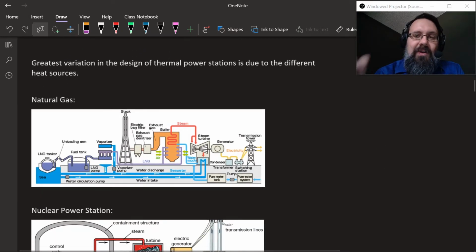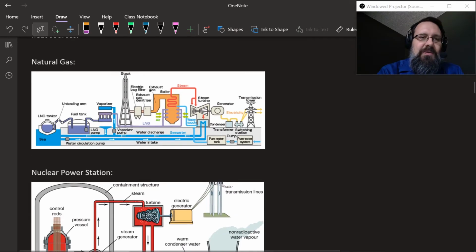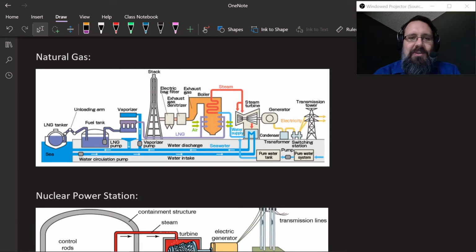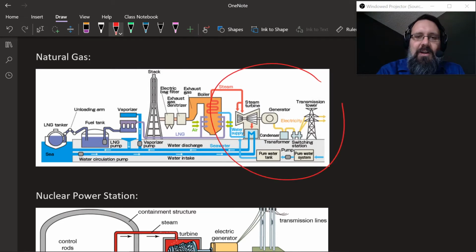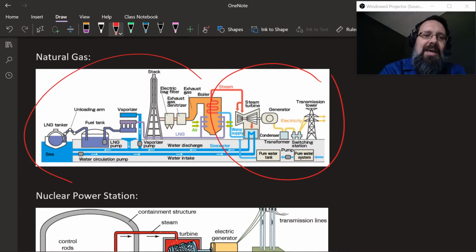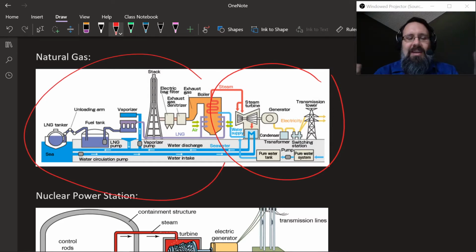So like I said earlier, the greatest variation in the design is with the different heat sources. So here's what a natural gas power station looks like. Notice that this whole side over here with the turbine and the water and everything still looks the same, but the whole other side changes, because for a natural gas power plant you have to have this really intricate design where liquid natural gas is pumped through and all this complicated stuff happens.